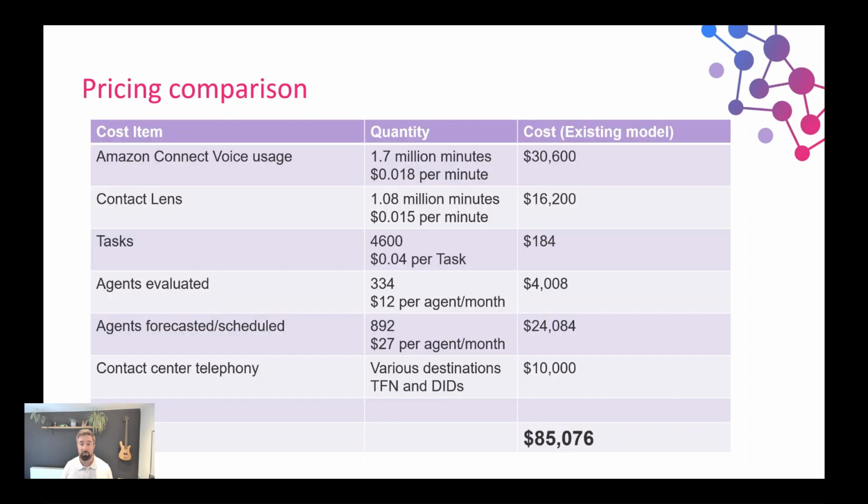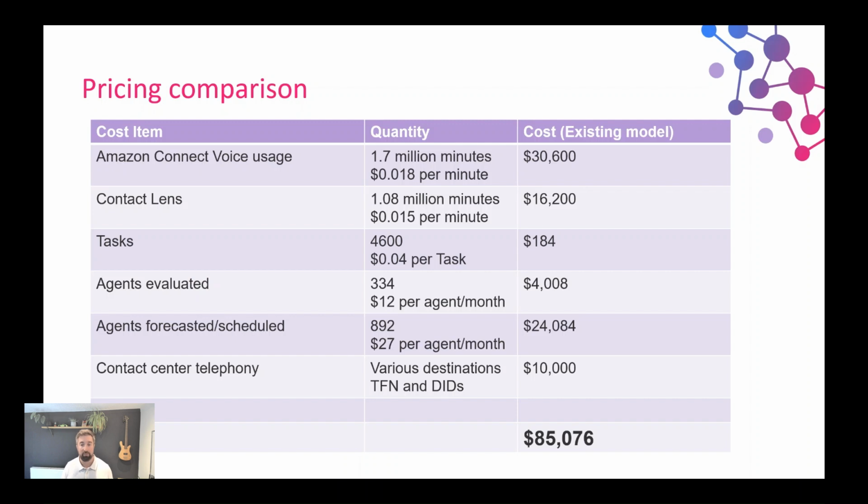Here are the actual numbers that were billed for February 2025, figures slightly rounded just for this comparison. First, the Amazon Connect usage for all of the voice traffic, and that's around 1.7 million minutes at 1.8 cents per minute. So that came to just over $30,000 last month. Then contact lens on top on a significant proportion of that traffic, 1.08 million minutes at 1.5 cents per minute. That's around $16,000. Tasks, not massive usage, a few thousand tasks, only another couple of $100.